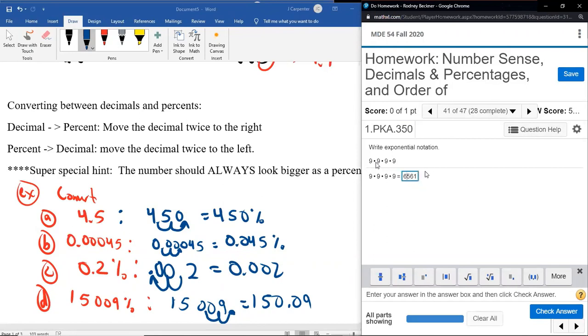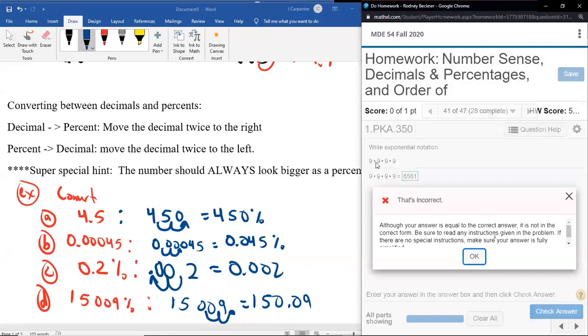So I think that's 9 times 9 times 9 times 9, and I check my answer, and it tells me I'm wrong. Now, I did that intentionally, although your answer is equal to the correct answer. It is not in the correct form. Be sure to read instructions. How many times have I already said read the instructions? But this is the quantitative reasoning student's major issue, is reading instructions carefully enough to execute properly.